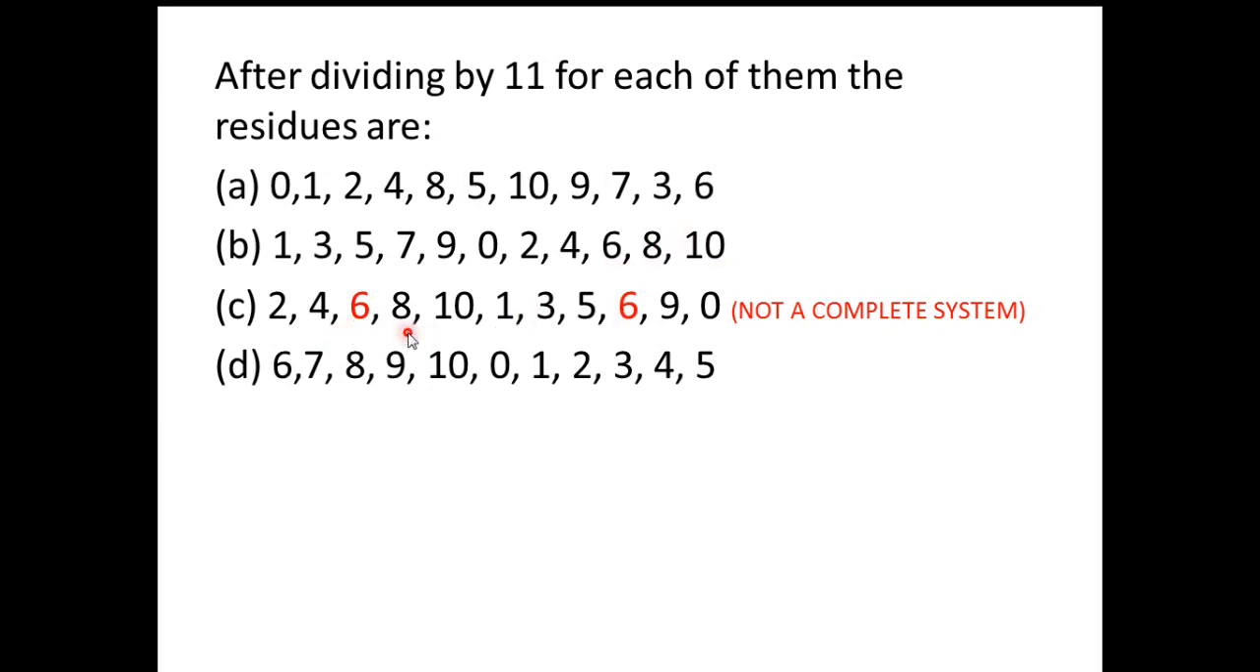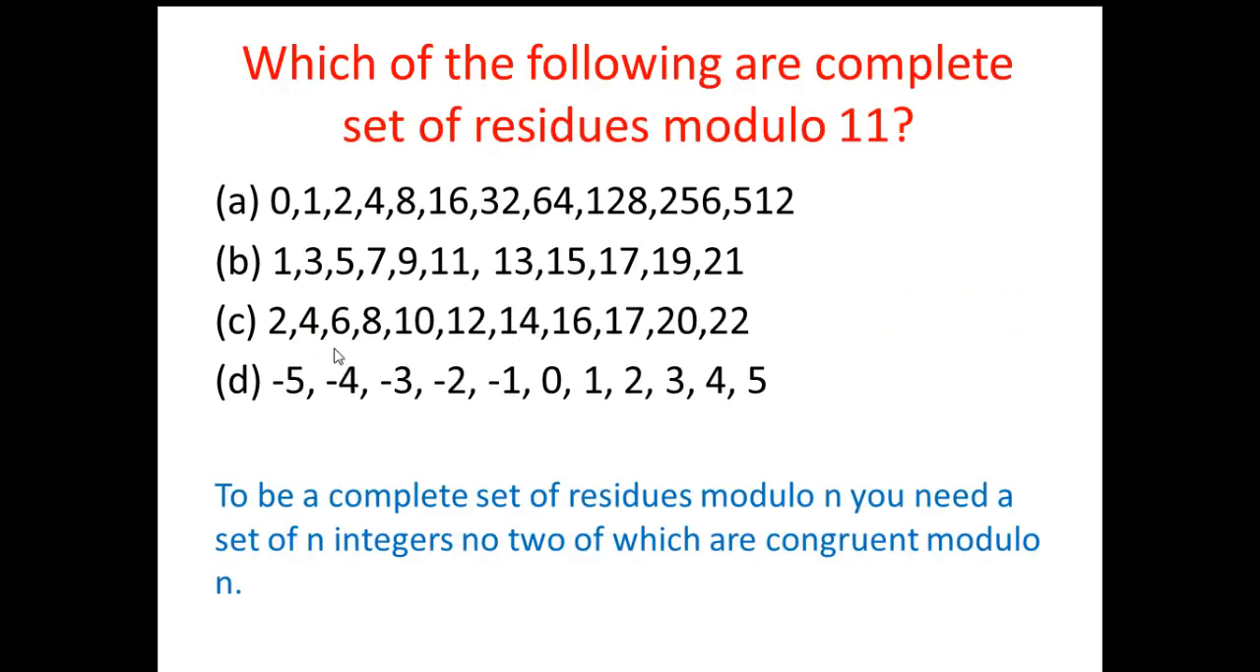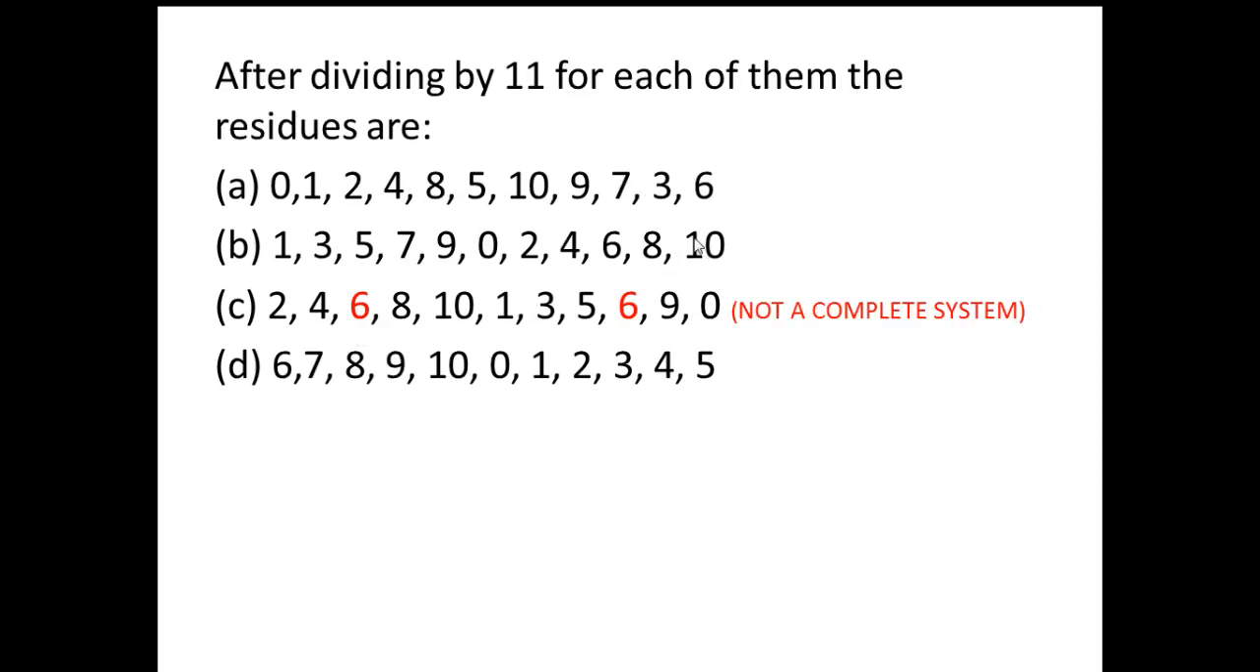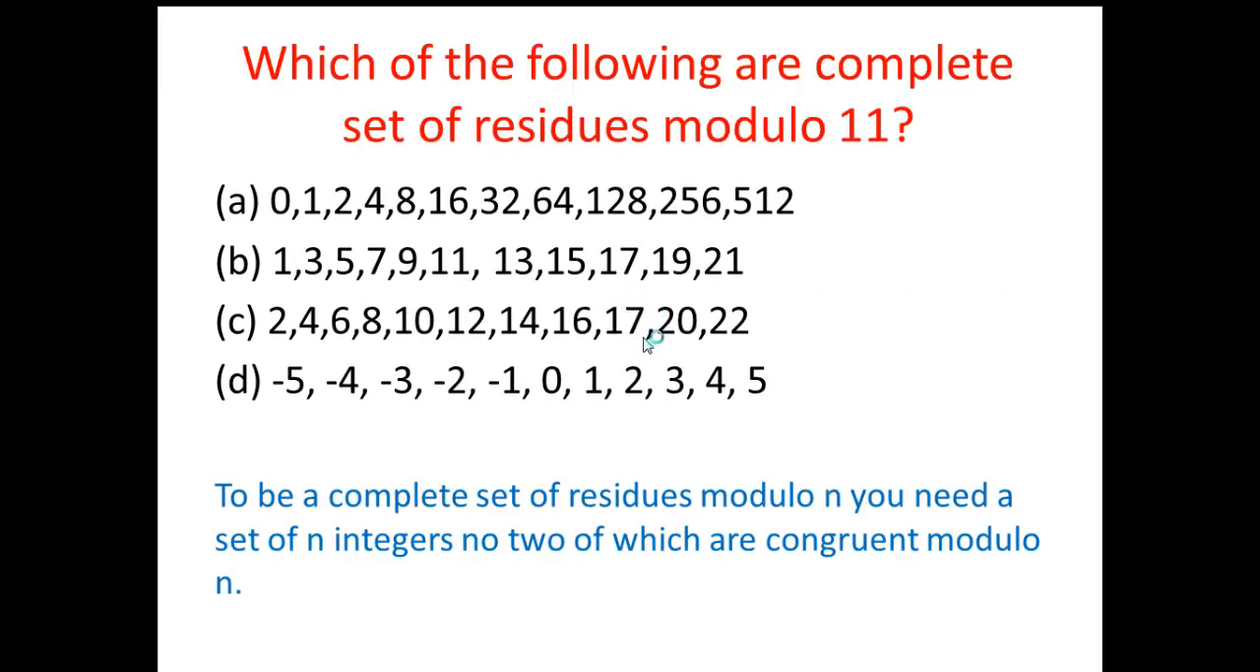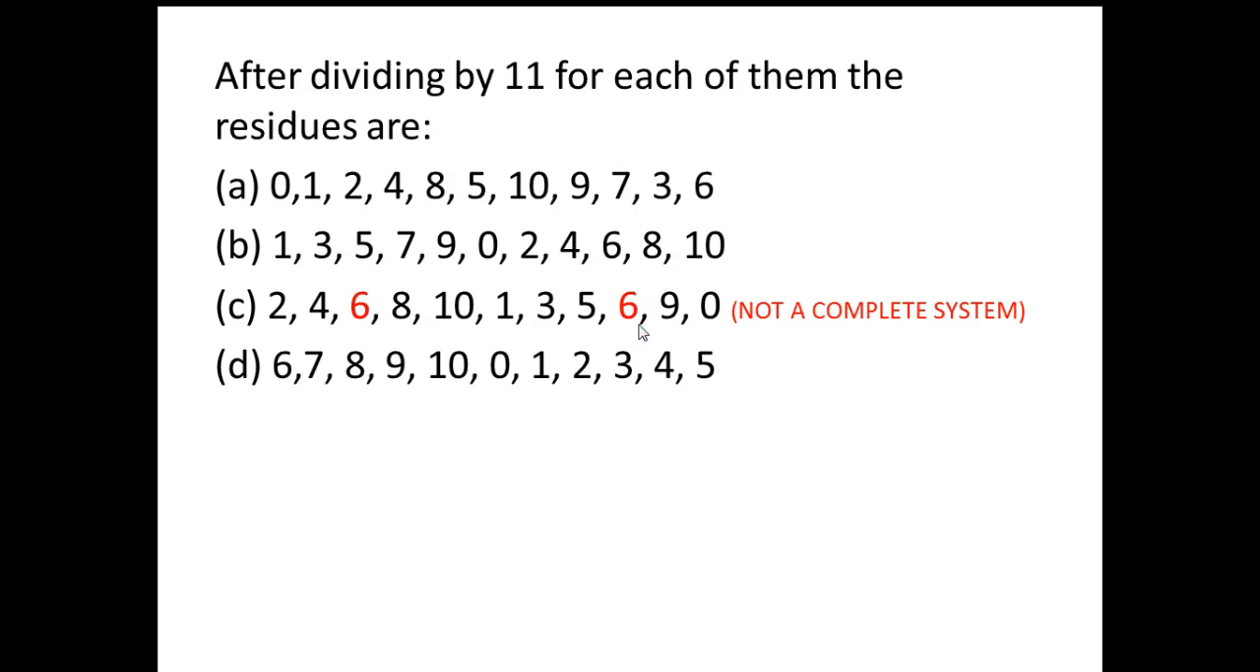But in part C, we are getting repetition of 6. Here this third number is 6, which is congruent to 6 modulo 11, and this 17 under modulo 11 is also 6. So this is not a complete system of residues modulo 11. In part D, again we are getting all the numbers 0 to 10 and there is no repetition. So now we know how to say which system is the complete system of residues.